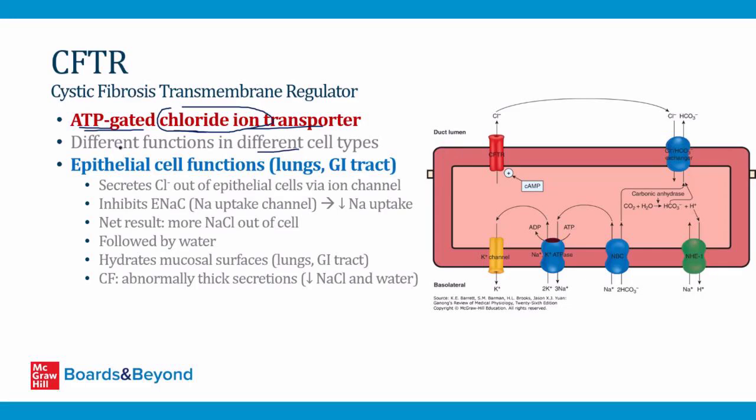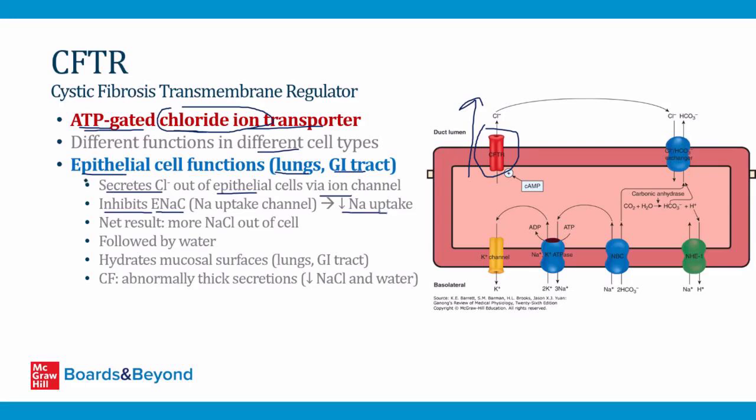First, let's talk about the functions of the CFTR in epithelial cells, especially in the lungs and the GI tract. So in these locations, what the CFTR does is it secretes chloride out of epithelial cells via an ion channel. This is a picture of how it works right here. This is the CFTR. It pushes chloride out of the cell. It also has a second function that's very important in epithelial cells. It inhibits the ENaC. The ENaC is an epithelial sodium channel that's found in a number of places.